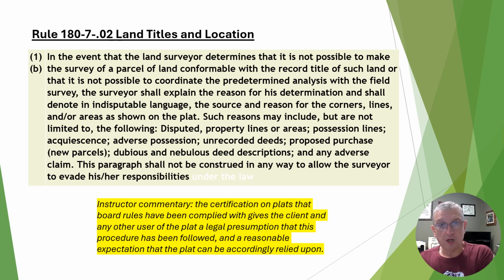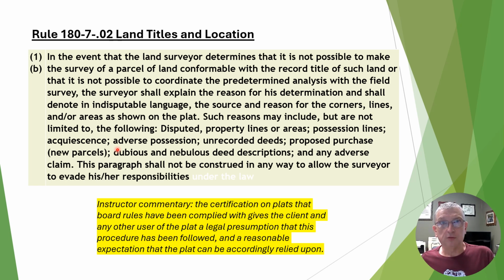There are a lot of different reasons and things that you can elaborate. And such reasons may include, but are not limited to, disputed property lines or areas, possession lines. Often possession lines are not where the title boundaries are found to be. You get into acquiescence, which is an extension in current legal atmosphere of possession lines. This is where I've been possessing. I thought it was mine. This is where my neighbor thought the line was.